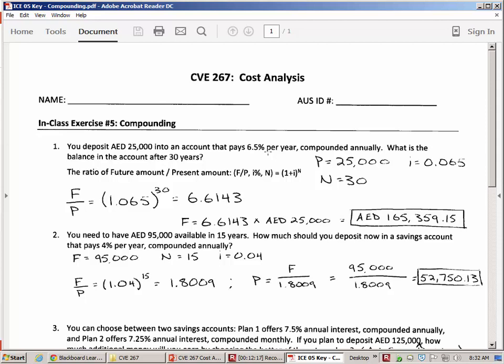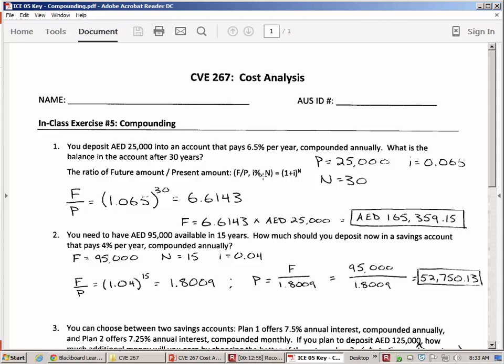And so remember that the English language translation of this, where we have F to P, I% and N, what we'd say is that the ratio of the future amount to the present amount for 6.5% and N equals 30 years, the ratio is going to be this: 6.6143.